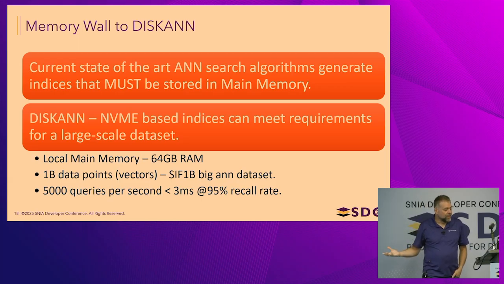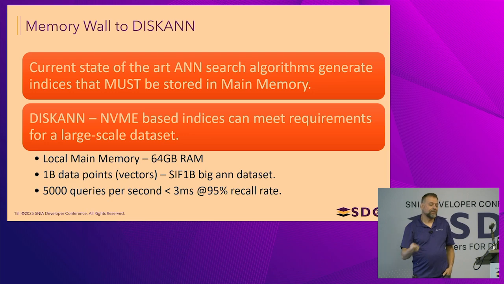And that will create less demand for memory, which is one of the biggest things for DISKANN. So one example: I have a regular computer, 64 gigabytes of RAM. I can run 1 billion data points or vectors. This is SIFT1B, just a data set that you can find on the internet. And we can achieve, for instance, 5,000 queries per second at less than 3 milliseconds at 95% recall rate. Those are numbers that are comparable with regular indexing.